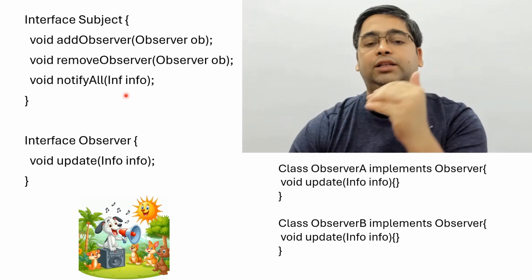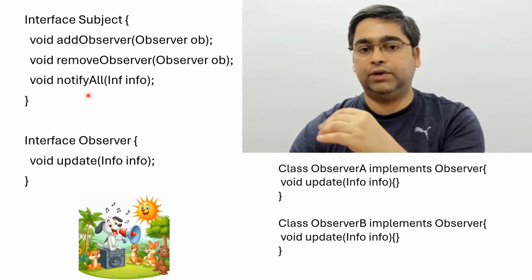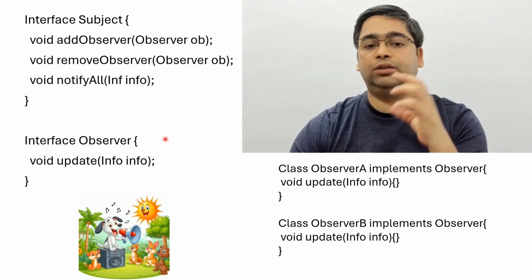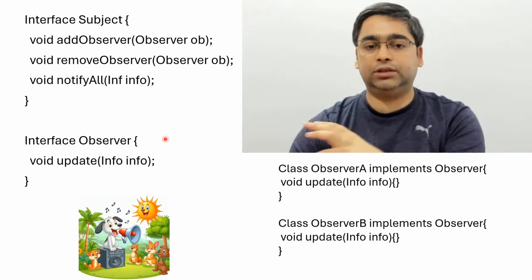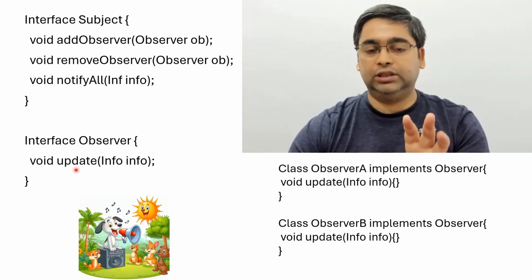So whenever data change occurs, it will call this method to notify all the observers. So this will be our subject interface. Now second, there is going to be one or more observers. They all will implement this observer interface. This is the update method.